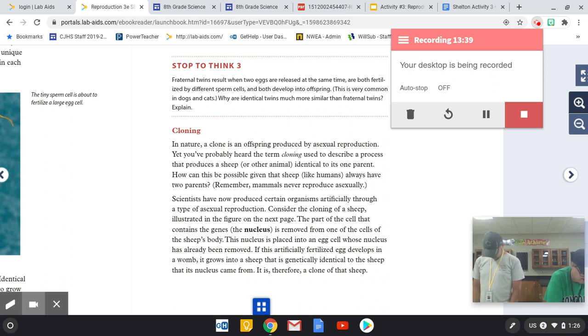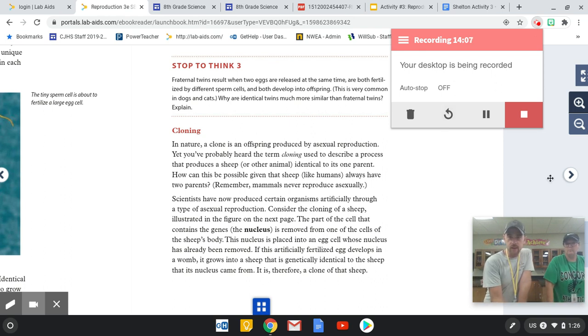The part of the cell that contains the genes, which is the nucleus, is removed from one of the cells of the sheep's body. This nucleus is then placed into an egg cell whose nucleus has already been removed. If this artificially fertilized egg develops in a womb, it grows into a sheep that is genetically identical to the sheep that its nucleus came from. It is, therefore, a clone of that sheep.